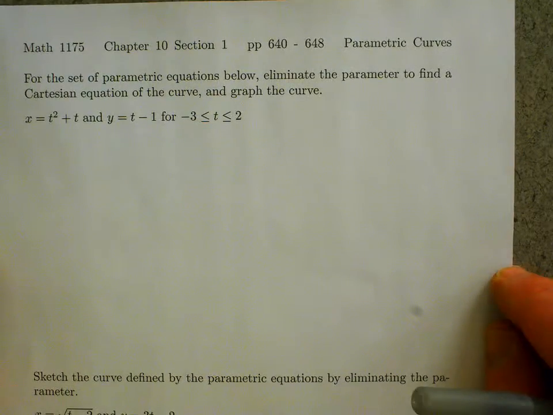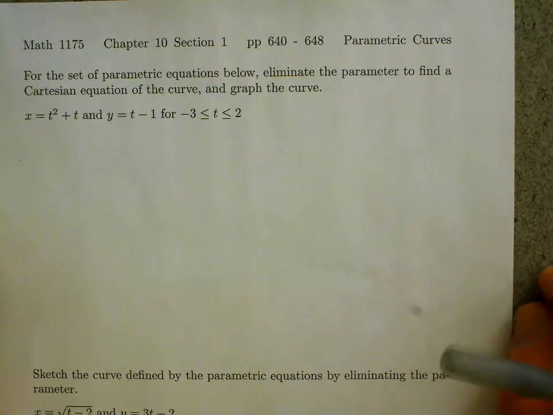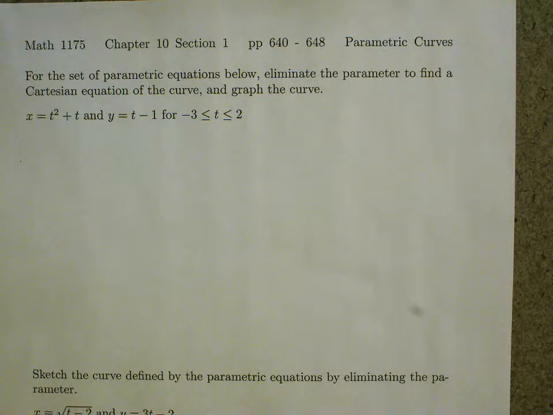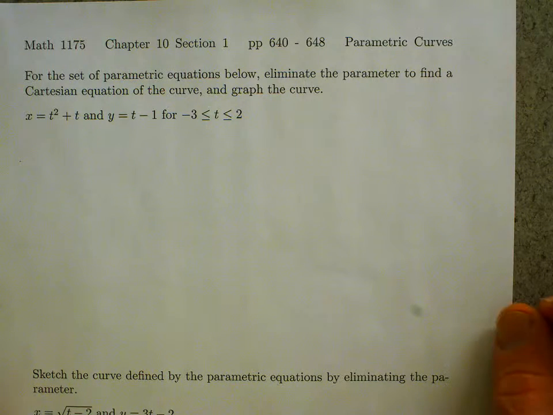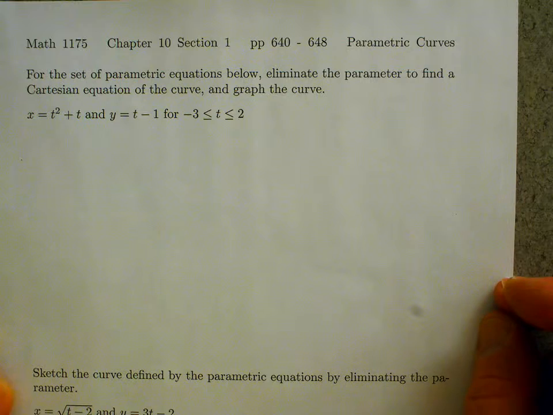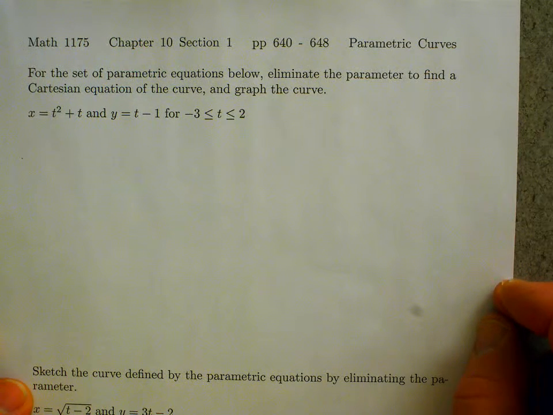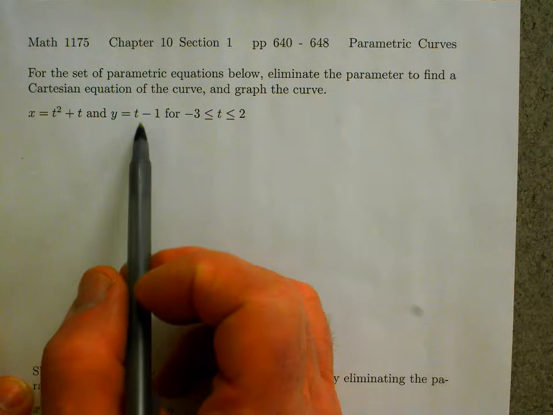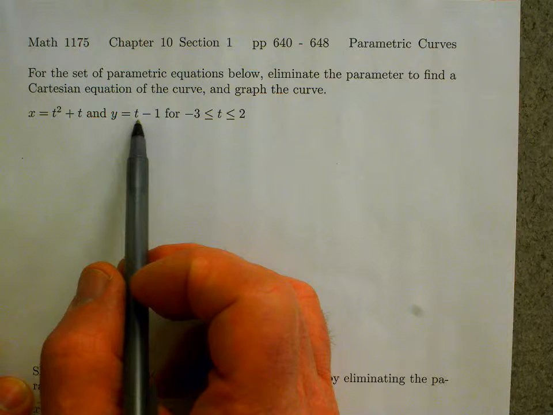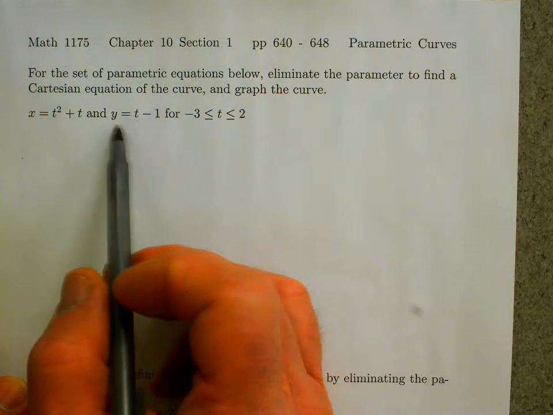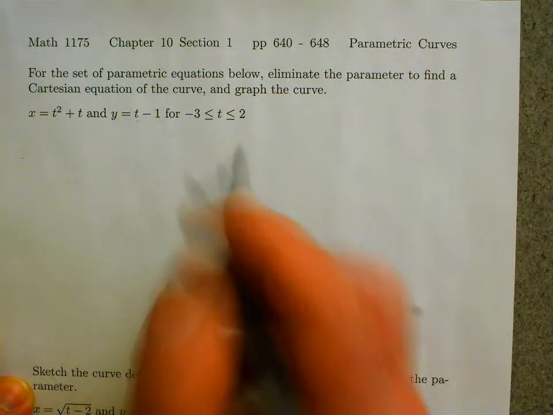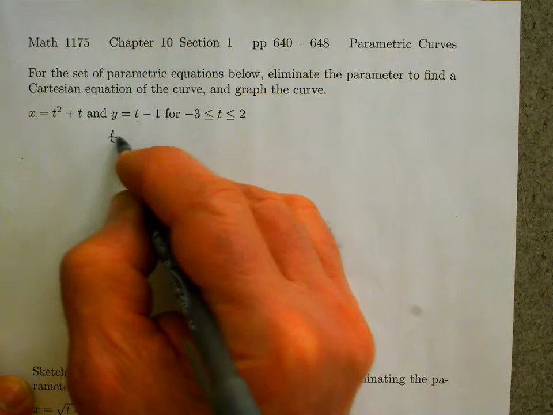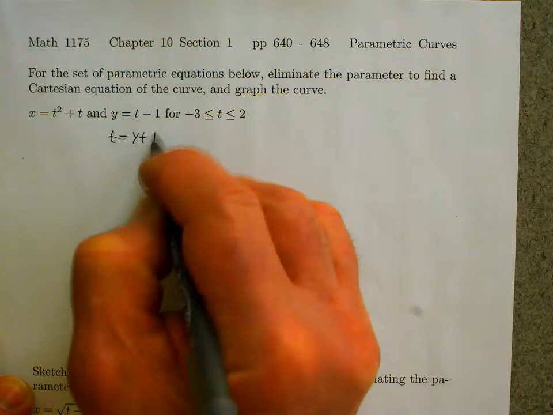This one says, for the set of parametric equations below, eliminate the parameter to find a Cartesian equation of the curve and graph the curve. Okay, if we do that first, if we solve y equals t minus 1 for t, we get t equals y plus 1.